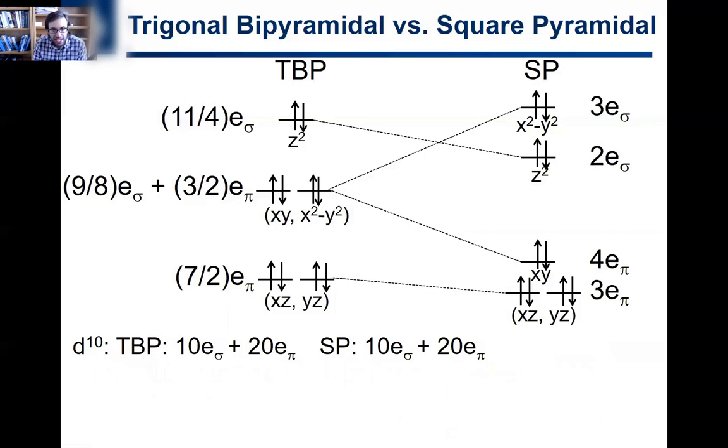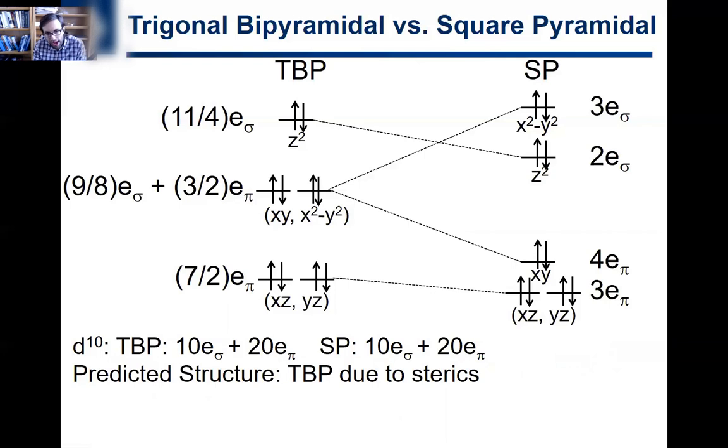Lastly, D10. D10, everything's filled. And when everything's filled, the energies are the same. So that's back to the VSEPR structure, TBP. And this is a chloride complex. That's D10. That's a zinc in its second oxidation state. Zinc is in group 12, and so that gets you a D10 metal.